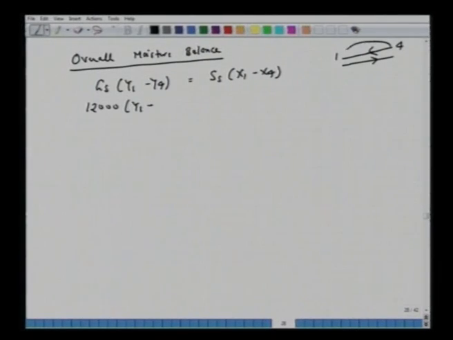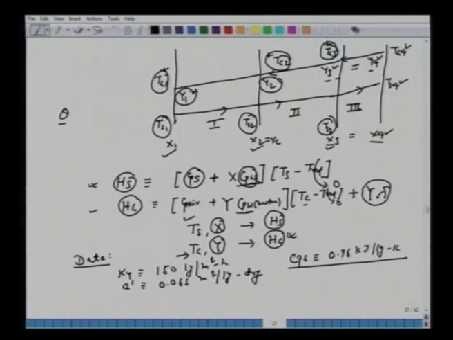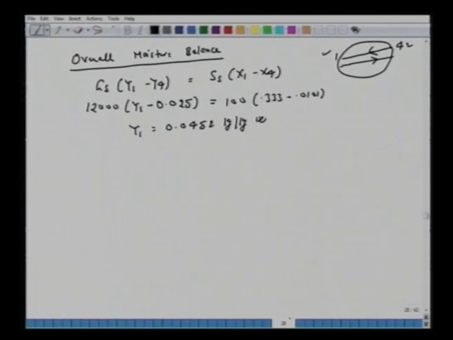So it's the overall moisture balance, and Y1 is not given to us. Y1 minus Y4, which is 0.025. Ss is 100. X1, the moisture content, we calculated as 0.333, minus X4, which we have to bring down to this level of 0.0101. If we do this, Y1 equals 0.0452 kg per kg, all dry basis. So we have calculated Y1 now. You can go back to the previous slide and put a tick here. That's the first thing we have calculated from the overall balance.